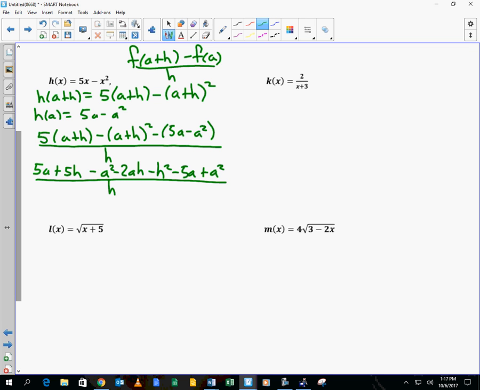Okay, assuming that it all works out, everything that doesn't have an h should cancel. So what cancels? 5a's are gone. A squareds are gone. Cool. So I'll factor an h out of the top, and I'll get 5 minus 2a minus h all over h. Because it's now written in factored form, I could cancel off the h's, and I get 5 minus 2a minus h. And that is my answer.